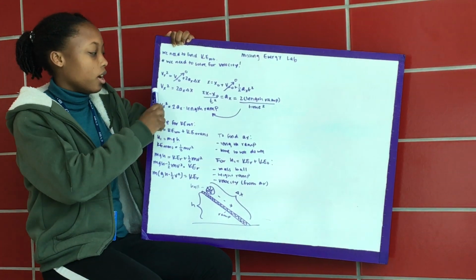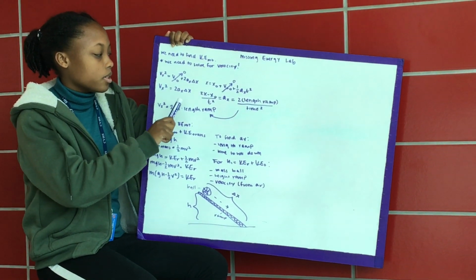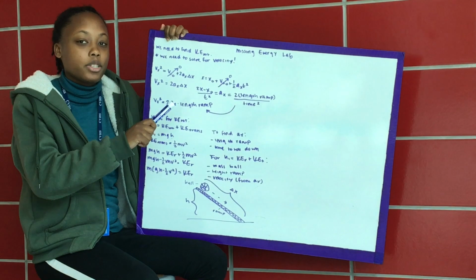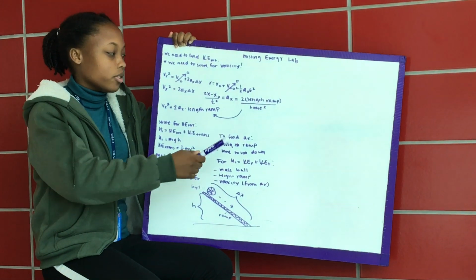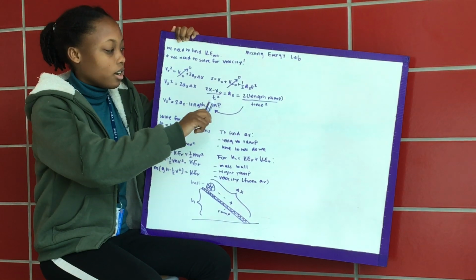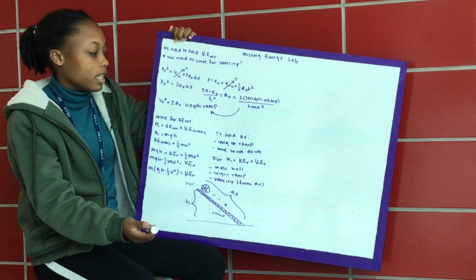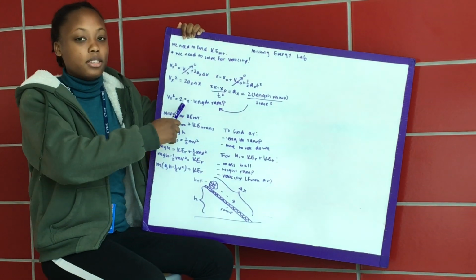The first one is that velocity squared is equal to velocity naught squared plus 2 times acceleration times a change in distance, or x. Also, we can use an equation that's x is equal to x naught plus velocity naught t plus 1/2 acceleration times time squared. So the first thing that we do is we can simplify these.